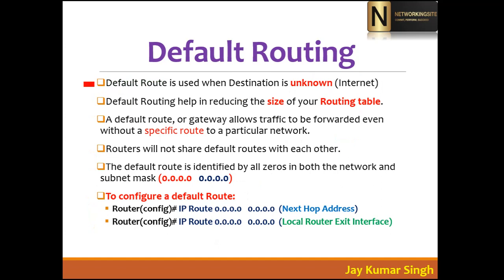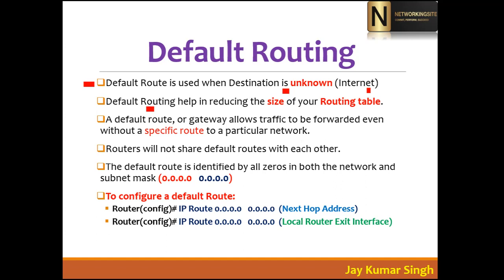So default routing is used when the destination is unknown, like the internet. A default route helps in reducing the size of the routing table. If you check the static routing table, if you want to reach 10 different destinations with multiple paths, your routing table will increase as per your paths and as per your destinations.